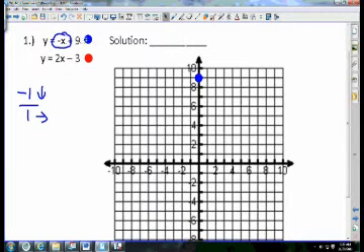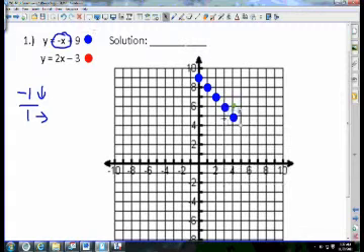So I'm going to go back up here and start at my y-intercept. You go down 1 to the right 1, put a dot. Let's go back to my dot here. Do it again. Down 1 to the right 1, put a dot. Down 1 to the right 1, put a dot. Down 1 to the right 1.